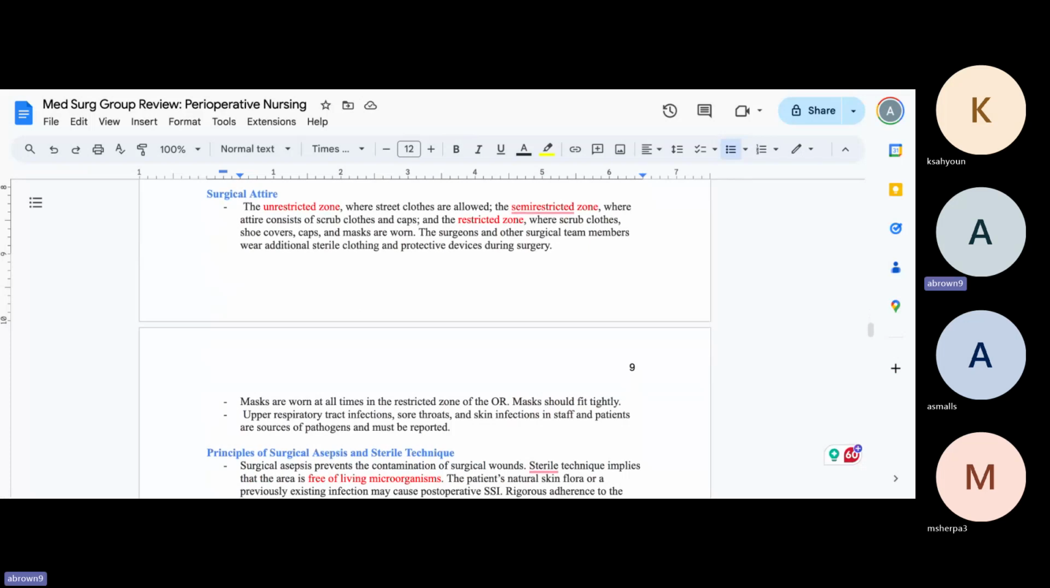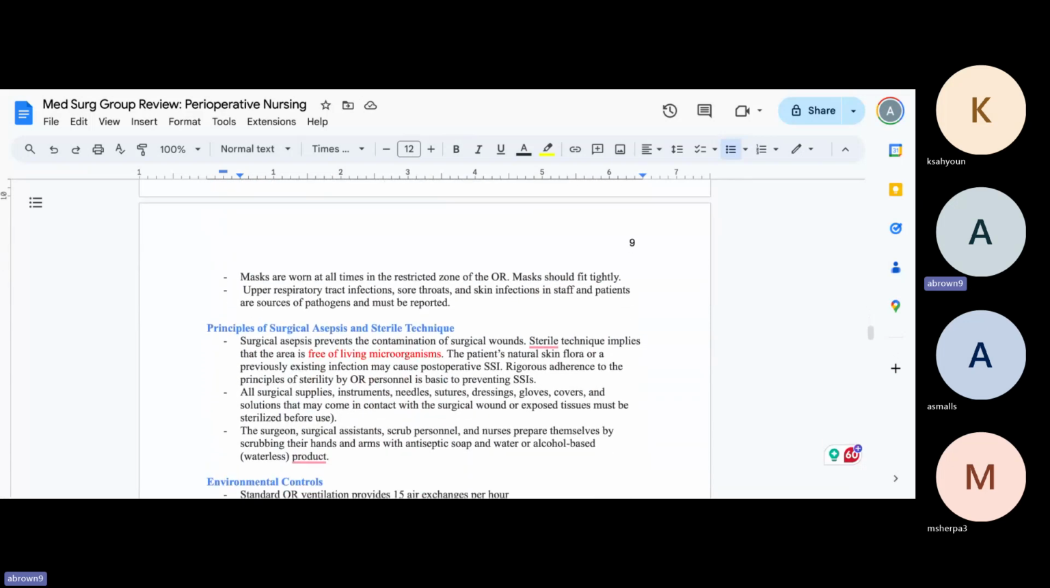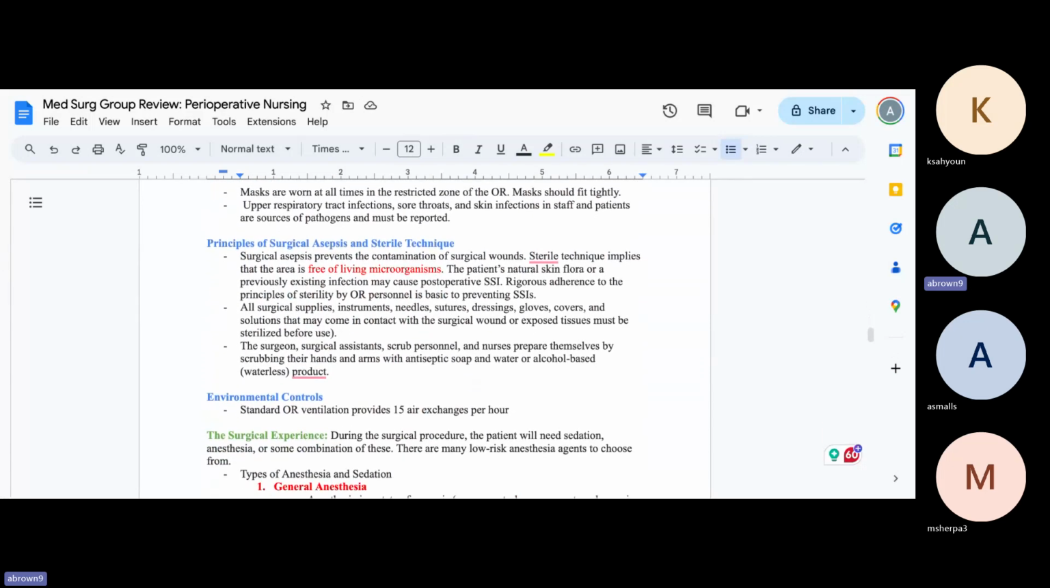The surgeons and other surgical team members wear additional sterile clothing and protective devices during surgery. Masks are worn at all times in the restricted zone of the OR, and masks should fit tightly. Upper respiratory tract infections, sore throats, and skin infections in staff and patients are sources of pathogens and must be reported. So we need to know if an employee is sick.